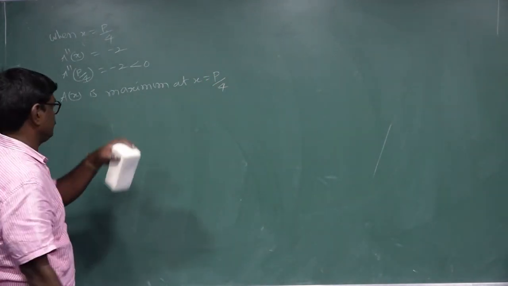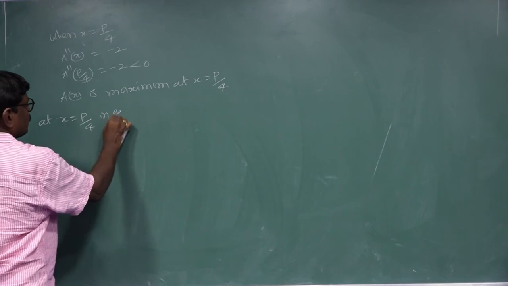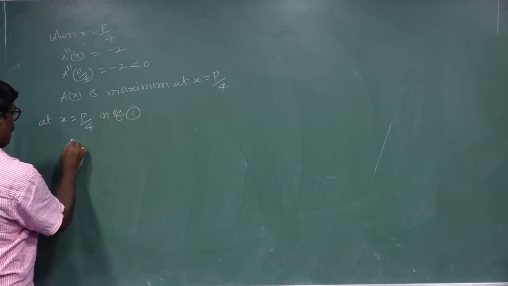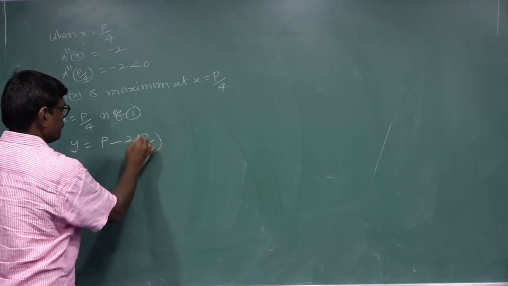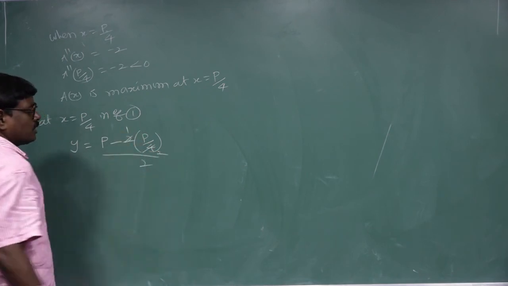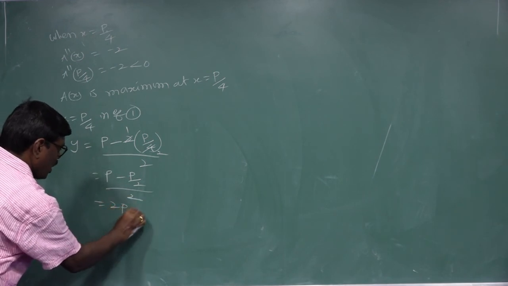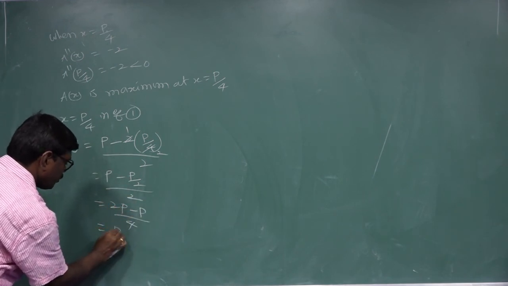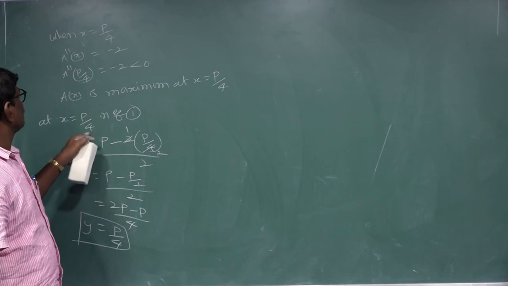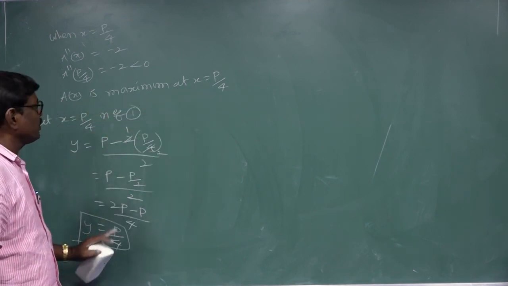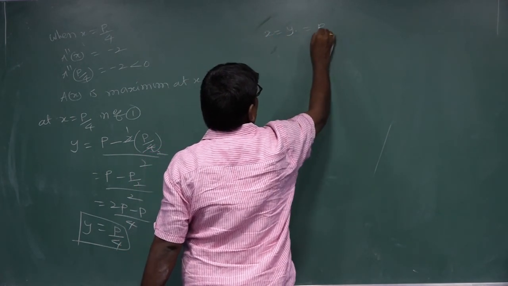Now at x equal to P by 4, in equation 1, y is equal to P minus 2 into P by 4, whole by 2. That is P minus P by 2 by 2, which is 2P minus P by 4, equal to P by 4. So X equal to P by 4, Y equal to P by 4. There, X equal to Y, each P by 4.